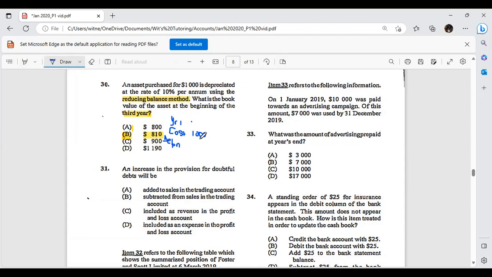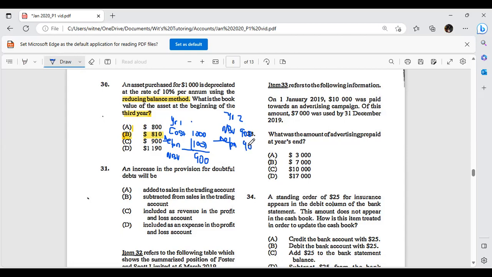So 10% of 1,000 would be 100. You subtract the depreciation from your cost, and you get a book value at the end of year one of how much? 900, right? And your book value at the end of year one will be the net book value at the beginning of year two. So year two, you start off with a net book value of 900. You charge a depreciation of 10% of that same 900, which gives you 90.